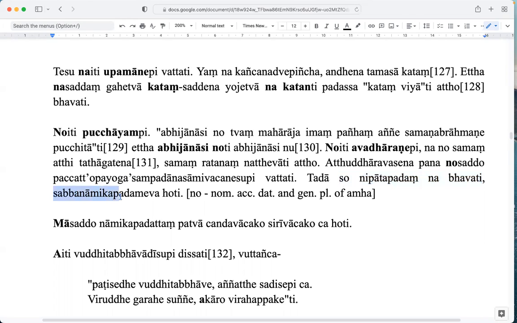Sabba namika bada mewa hodi. It is a pronoun, a personal pronoun. It is only a personal pronoun, not nibbata.